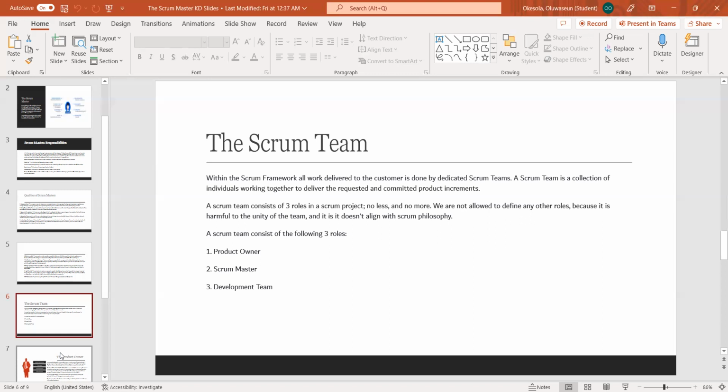A Scrum team consists of the three roles. We have the product owner, we have the Scrum Master, and we have the development team. So we've talked elaborately about the Scrum Master. So then we will be moving to talk about the product owner and the development team.